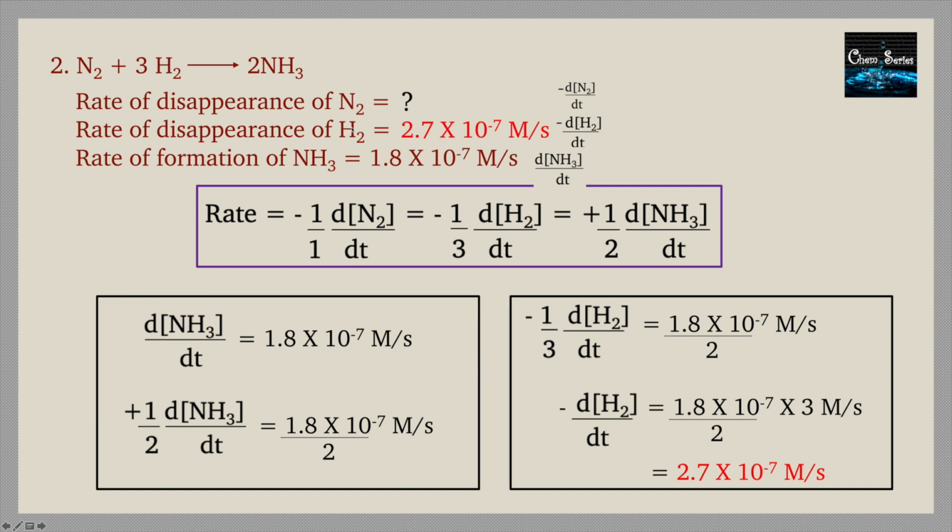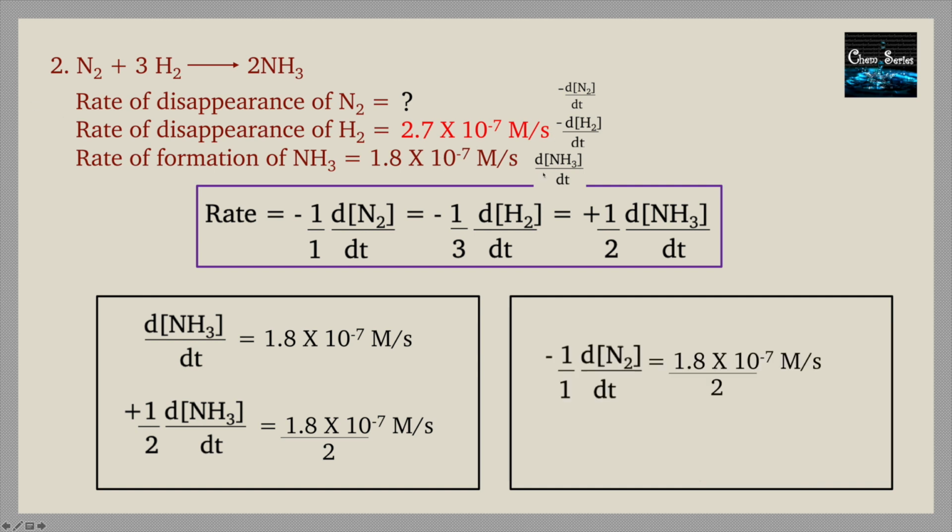So coming to rate of disappearance of N2, this is also equal to the rate of the reaction that we found, plus 1 by 2 dNH3 by dt. So the answer is 1.8 into 10 power minus 7 by 2, right? Which is also equal to minus 1 by 1 dN2 by dt. So your answer will be 0.9 into 10 power minus 7 molar concentration per second. So we also have found the rate of disappearance of N2. Can you follow? I hope you can follow this.